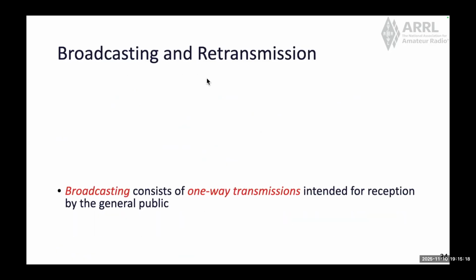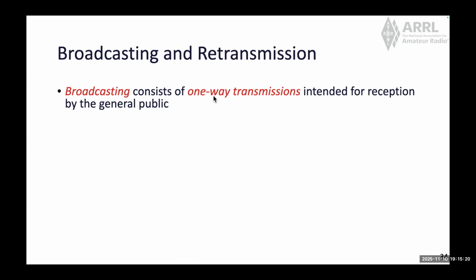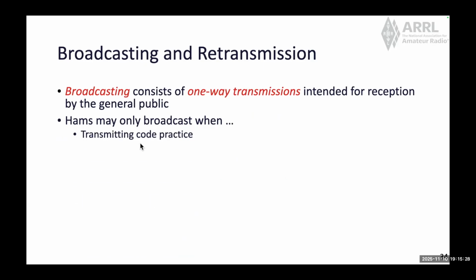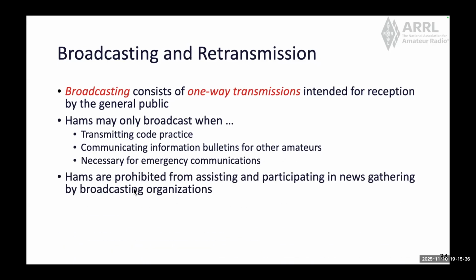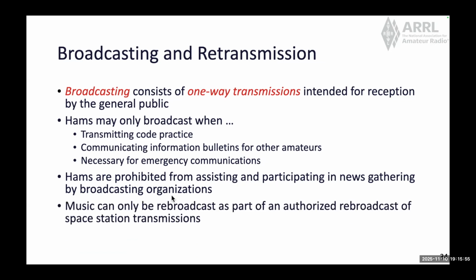Broadcasting and retransmission. Broadcasting consists of one-way transmissions intended for the reception by the general public. Hams may only broadcast when transmitting code practice, communicating information bulletins for other amateurs, necessary for emergency communications. Hams are prohibited from assisting and participating in news gathering by broadcasting organizations. So you can't get on your ham radio every afternoon at 4 o'clock and read the local news for the local news station. You're not allowed to do that.